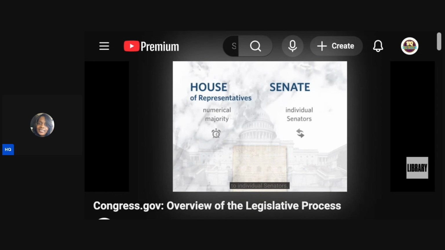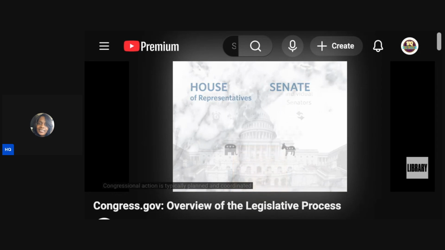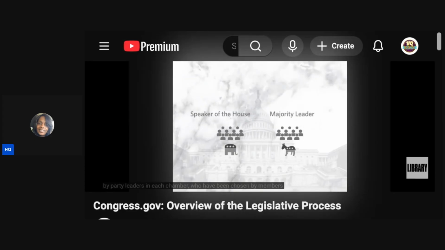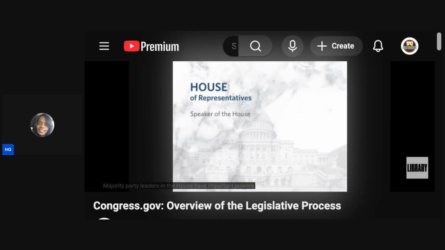Congressional action is typically planned and coordinated by party leaders in each chamber, who have been chosen by members of their own caucus or conference. That is, the group of members in a chamber who share a party affiliation. Majority party leaders in the House have important powers and prerogatives to effectively set the policy agenda and decide which proposals will receive floor consideration.